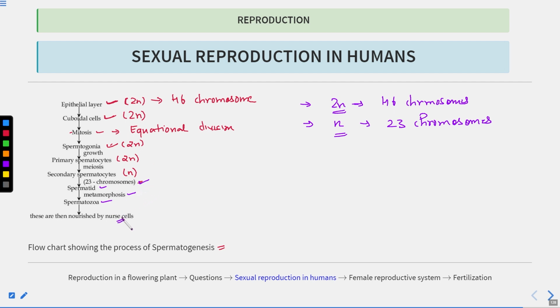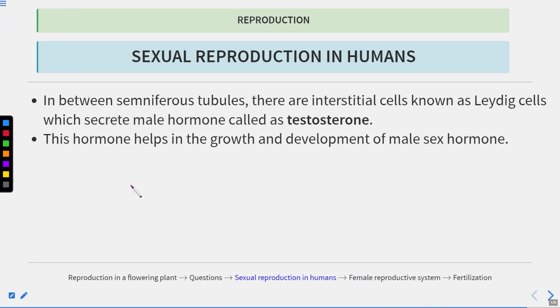Okay, and there are some nerve cells which help in the nourishment of this spermatozoa. So this is the flow chart showing you the process of spermatogenesis. At the end of spermatogenesis, spermatozoa are formed, which will form the sperm cells, which are the male gametes. Now, in between the seminiferous tubules, there are interstitial cells. These interstitial cells are known as the Leydig cells, and they secrete the male hormone known as testosterone.